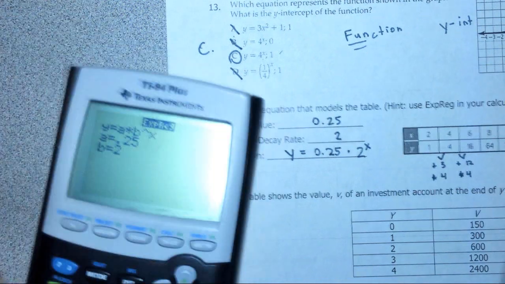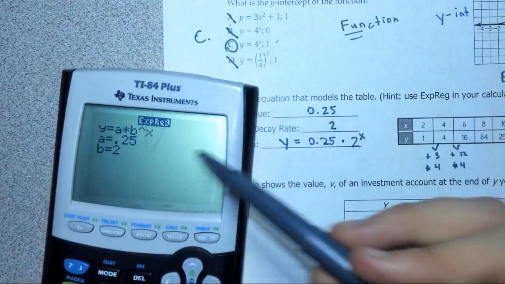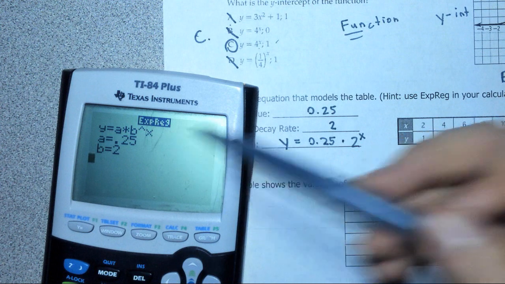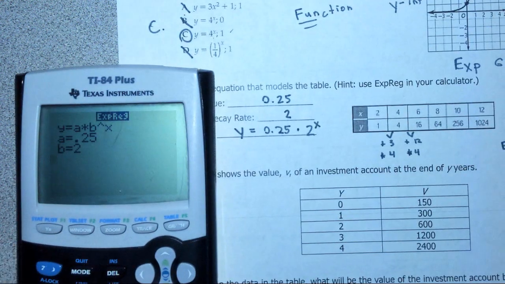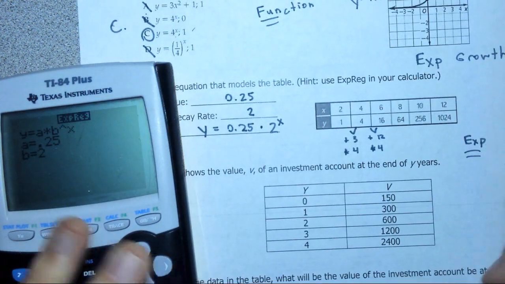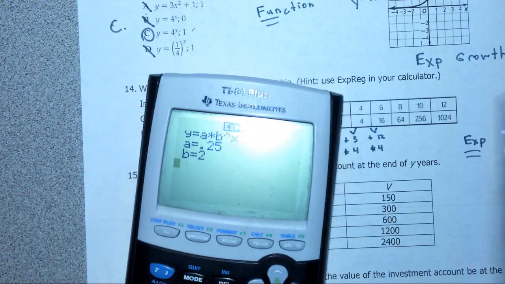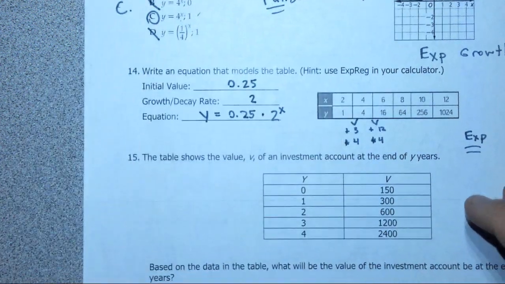This calculator method will always work as long as you choose the right thing. I first saw, okay, I'm multiplying to get every value. That way, I know it's exponential. Ding, ding, ding, ding, ding. Now, I can go to my calculator, plug in the values, and I am golden. I'm Gucci, man.